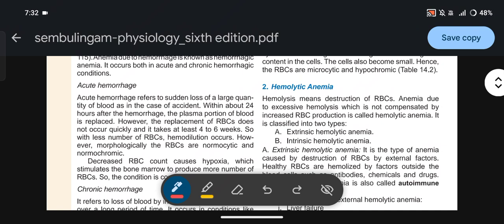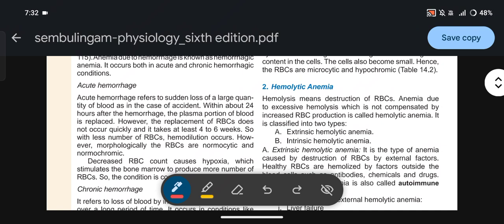So what is acute hemorrhage? Acute hemorrhage refers to sudden loss of a large quantity of the blood, as in case of accident. So what happens here? Within about 24 hours of the hemorrhage, the plasma portion of the blood is replaced. However, the replacement of RBC does not occur so quickly, and it takes at least 4 to 6 weeks to recover. And so, with less number of RBC, the hemodilution occurs.